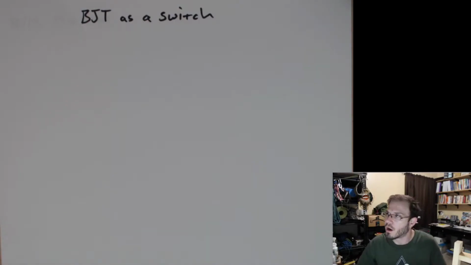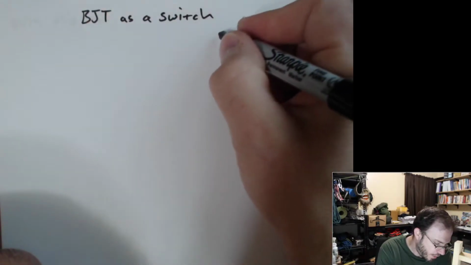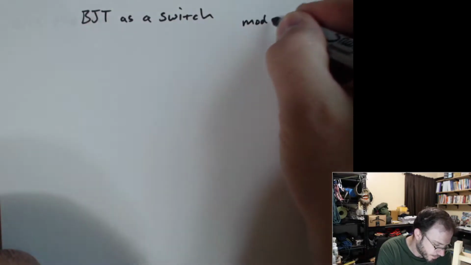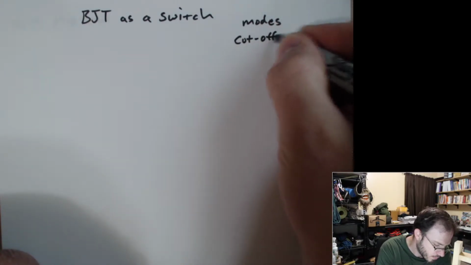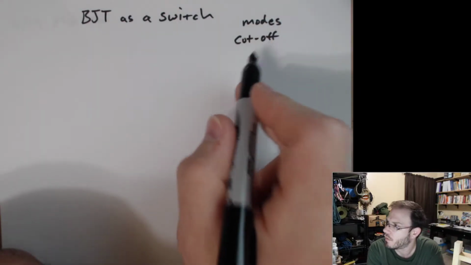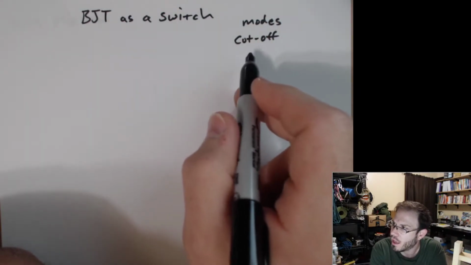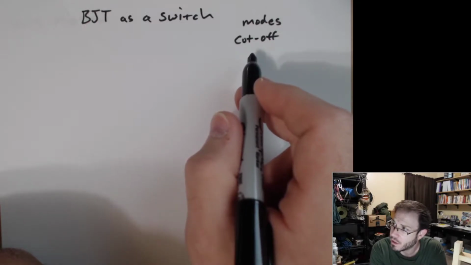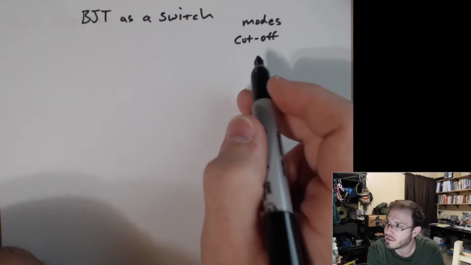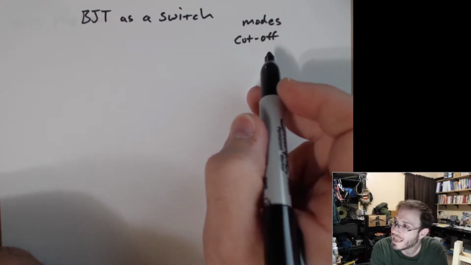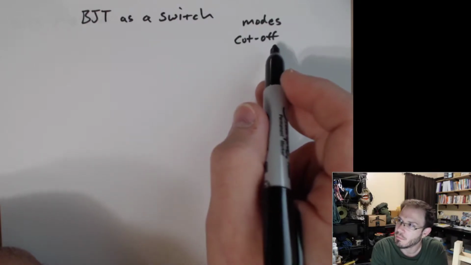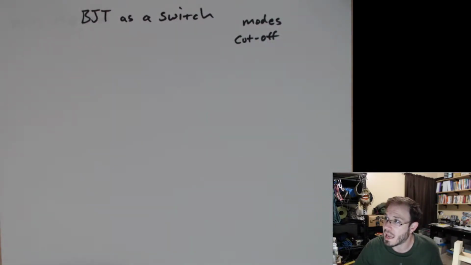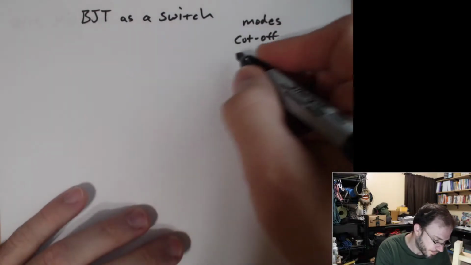Well, as we know, there are three modes that our transistor can operate in. Cutoff, and in cutoff, as we saw from the model last time, both the collector to emitter circuit and the base to emitter are open. So cutoff mode is very similar to the transistor behaving like an open switch.